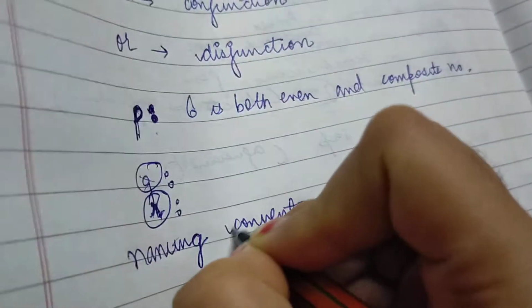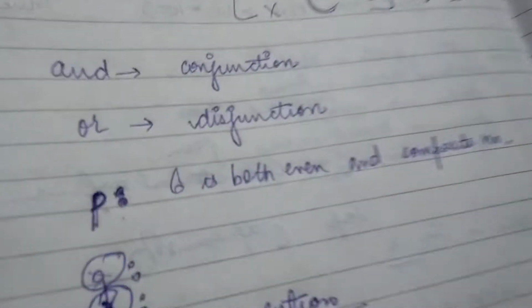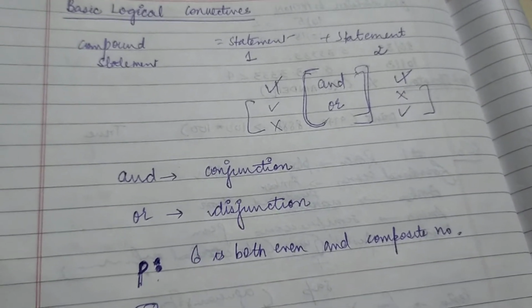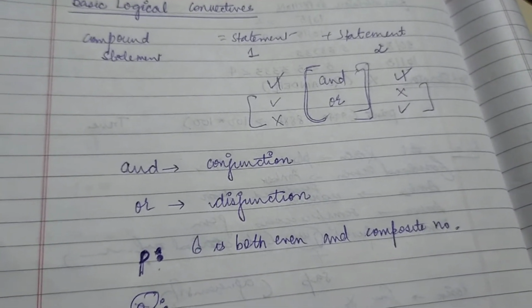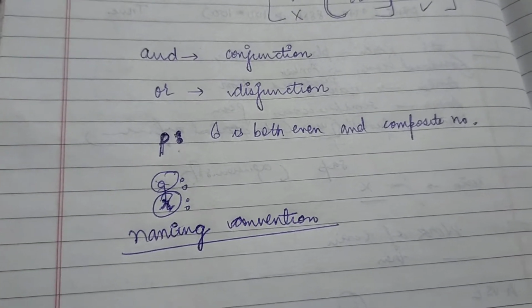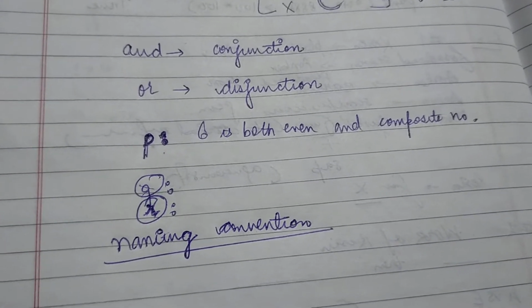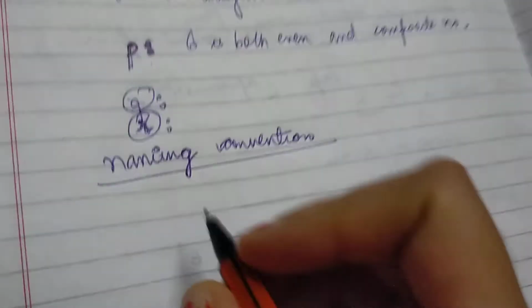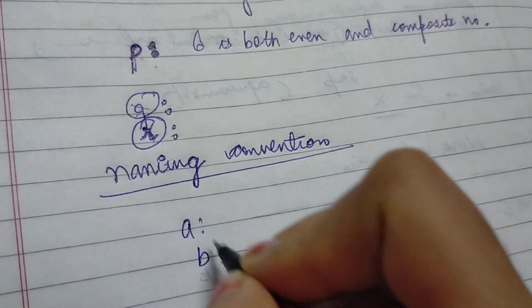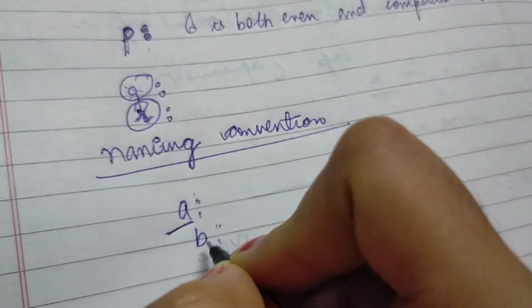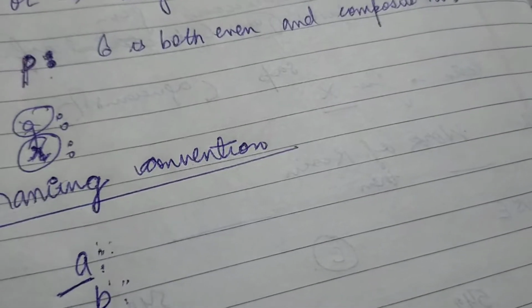It's a very easy chapter, just a theoretical chapter, with a little more theory. You just need to learn the basic things, but you should know the naming convention for these statements, like how we name the statements. You can give any other letter, like A, B, but the convention is the same. You need to put the small letter and the colon.